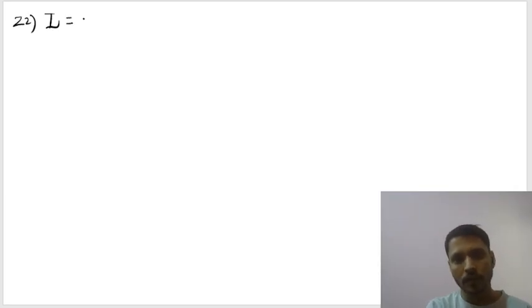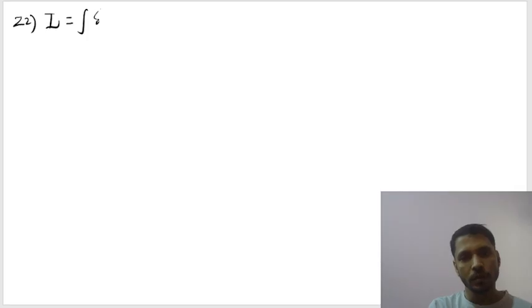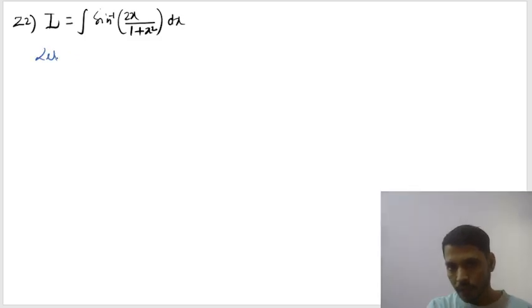Now next question number 22. So what is the question number 22? Let I be equal to the integration of sine inverse of 2x divided by 1 plus x square into dx. So first we are going to reduce it. How? By assuming x is equal to tan theta.